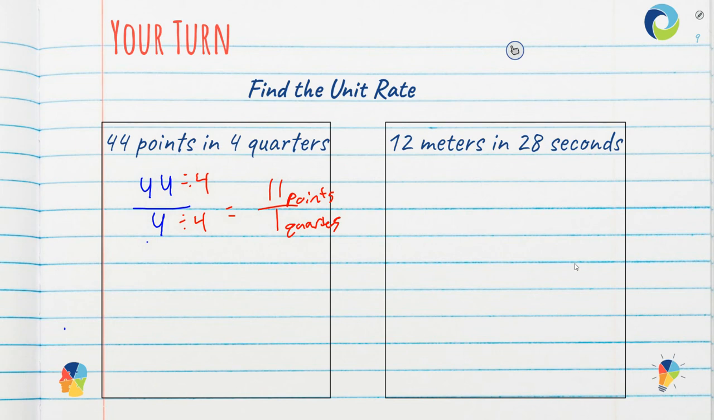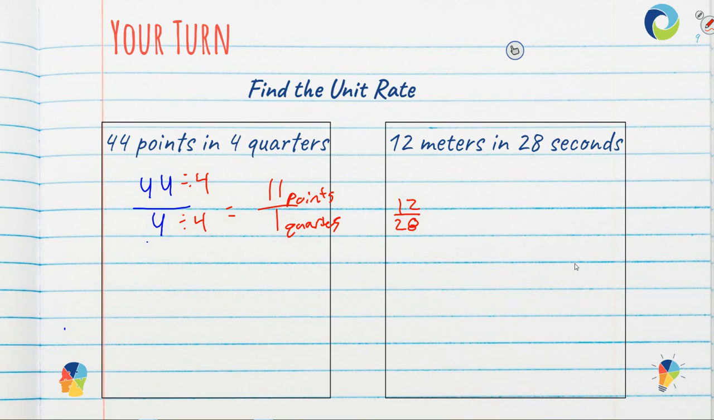Does anybody want to attempt it for 300 XP? That is 12 meters in 28 seconds. No brave souls. Okay, I'll do it. I'll take it. Abby, come on. You can do it. So step 1, whether it's a unit rate or not a unit rate, is to write it as a fraction. So first number on top, second number bottom, 12 over 28.